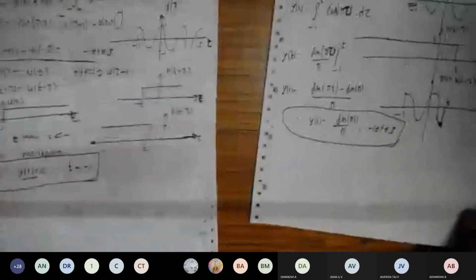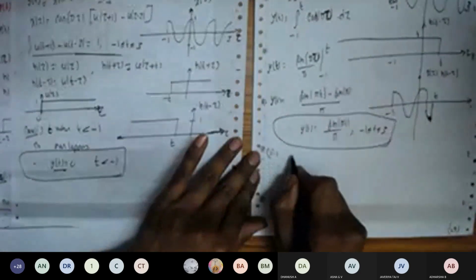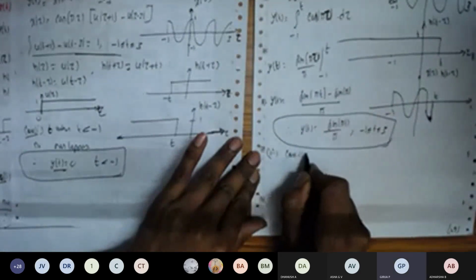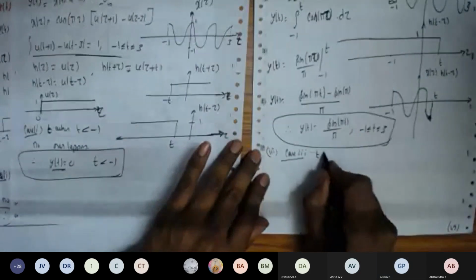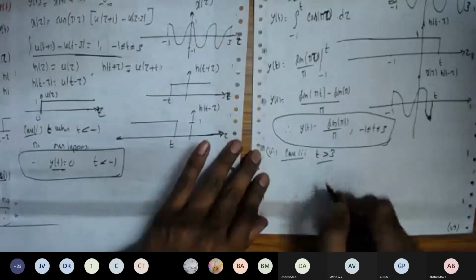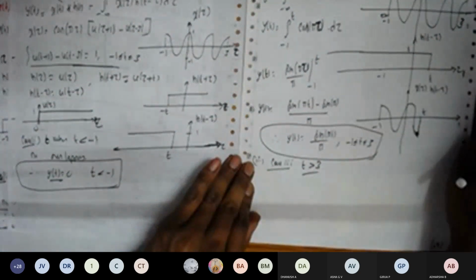Okay. Yes, sir. Let us take the next case. What is the next case? Case 3. T greater than 3, sir. Yeah, very good. So t is greater than 3 here, which means the waveform is moving outside the 3 here.